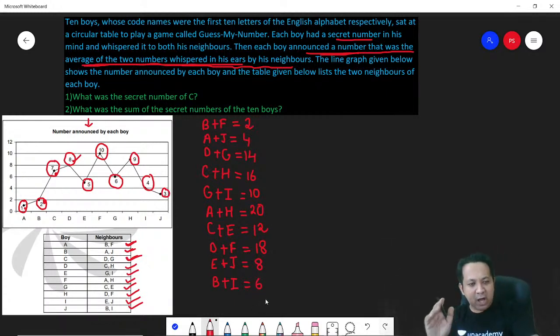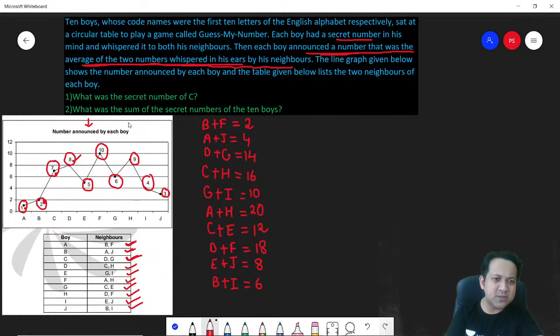I think you have got around 10 equations, and now it's all about solving these equations. I don't think you should try to solve all 10 equations. It will be time consuming. Just look at the questions, and whichever variables they are asking for, you have to solve for those variables.